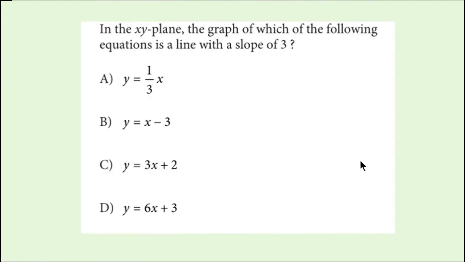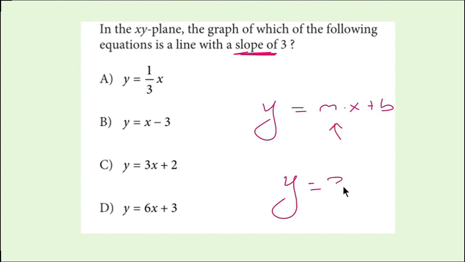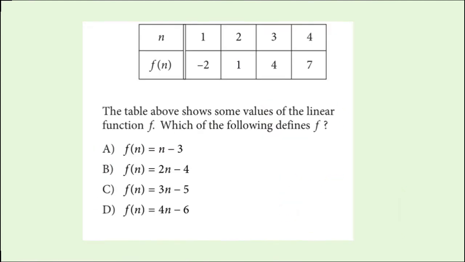Now, let's try to solve the third question here. In the xy plane, the graph of which of the following equations is a line with a slope of 3? Well, we know that slope in the equation y is equal to m times x plus b is m. And if slope is 3, then y is equal to 3 times x plus any b will be the correct answer. Here we have C, right? So y is equal to 3 times x plus 2.